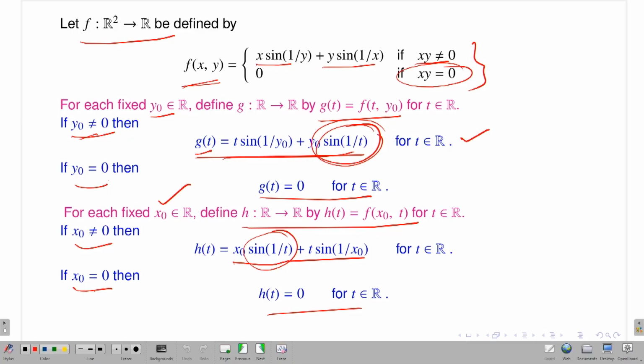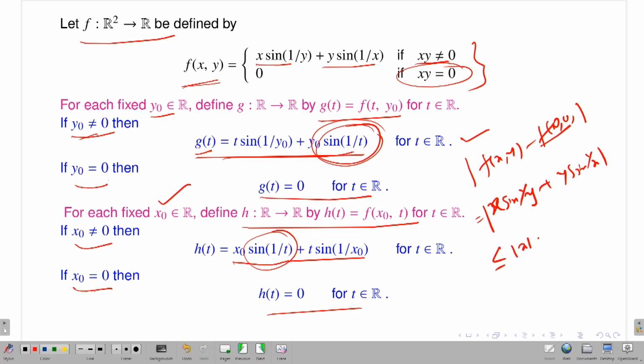Again, you can easily estimate it. This kind of estimate I already did in my last class, in fact in this lecture as well. So what is this? This is the same as x sin 1 by y plus y sin 1 by x, because f of (0, 0) is 0, and this is dominated by what? Mod x plus mod y, because mod sin 1 by y and mod sin 1 by x are dominated by 1, and this is less than or equal to 2 times the square root of x squared plus y squared.